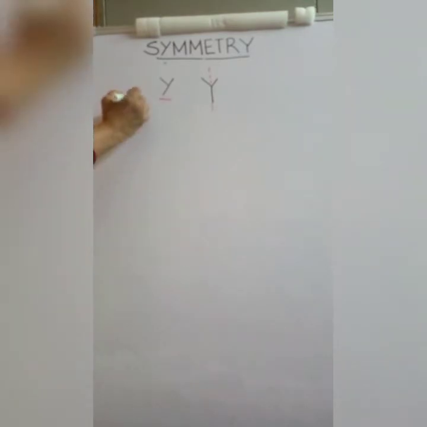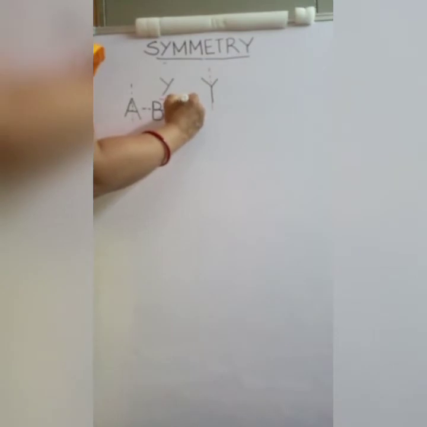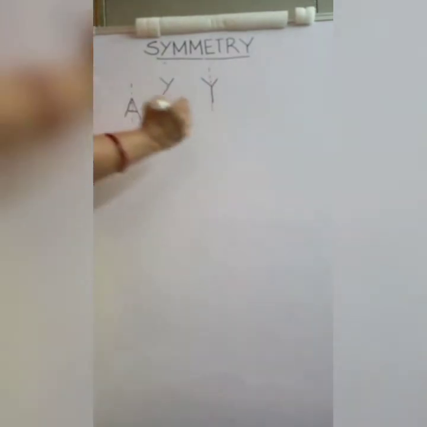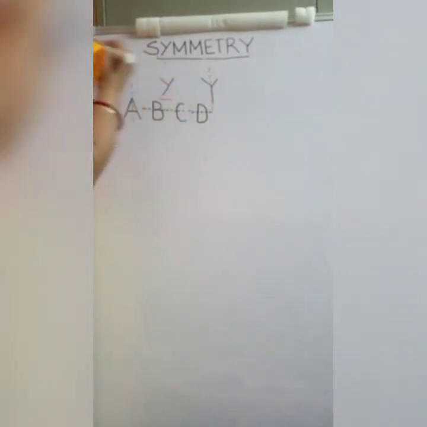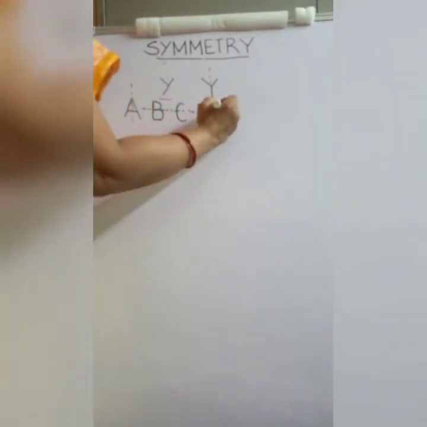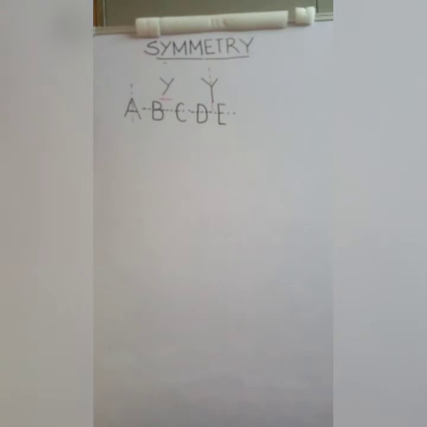If we take A, capital alphabets, we have one vertical line of symmetry. If we write B, it has one horizontal line of symmetry. C, if written like this, has one horizontal line of symmetry. D, if written like this, has one horizontal line of symmetry. For E, again one horizontal line of symmetry.